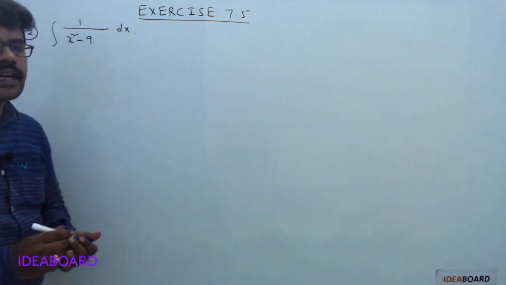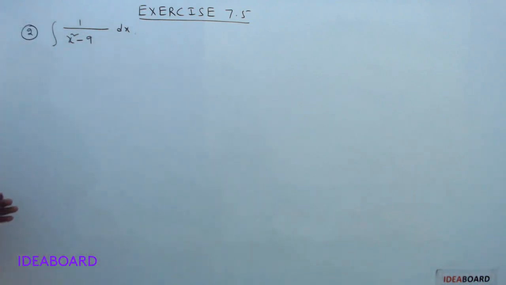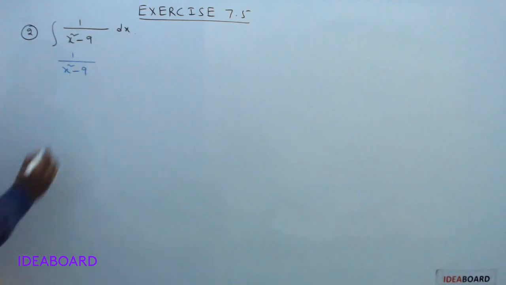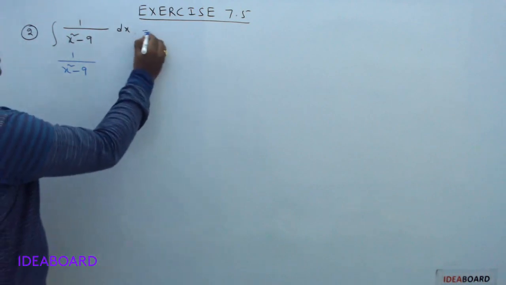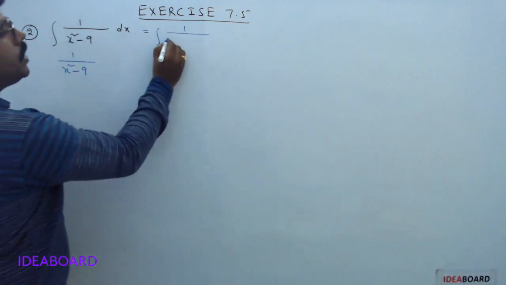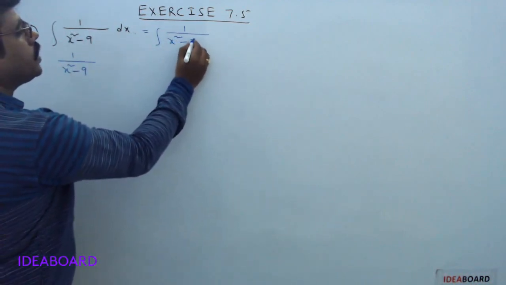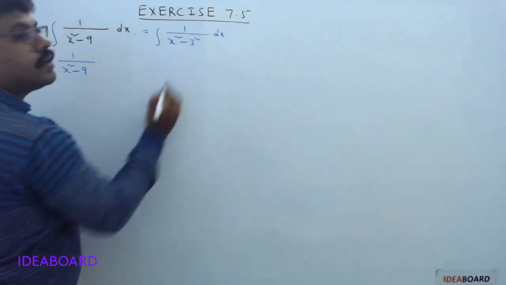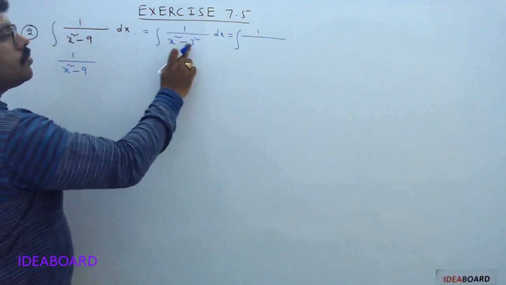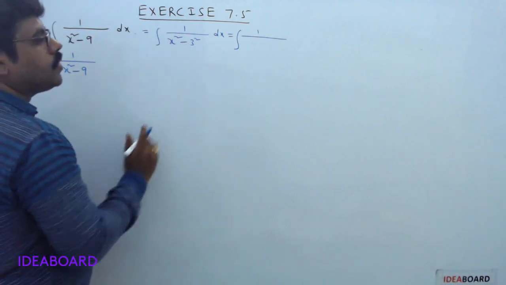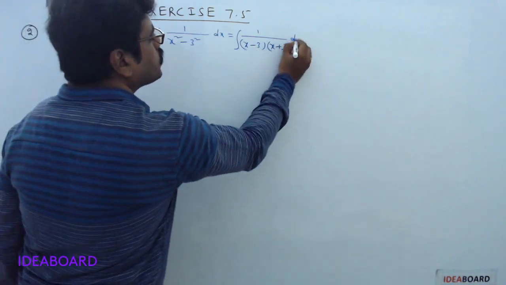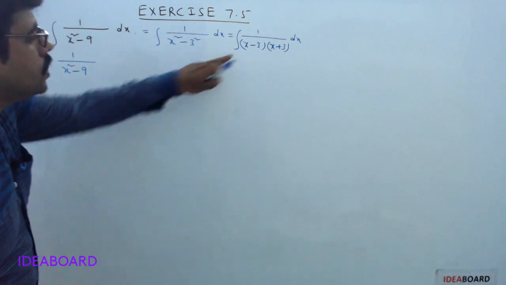First come to the partial fractions concept. Here what is your integrand? The integrand will be 1 divided by x square minus 9. Now this integral can be taken as 1 divided by x square minus 3 square dx. This is of the form a square minus b square. What are its factors? x minus 3 into x plus 3 dx. Now this is your given problem.